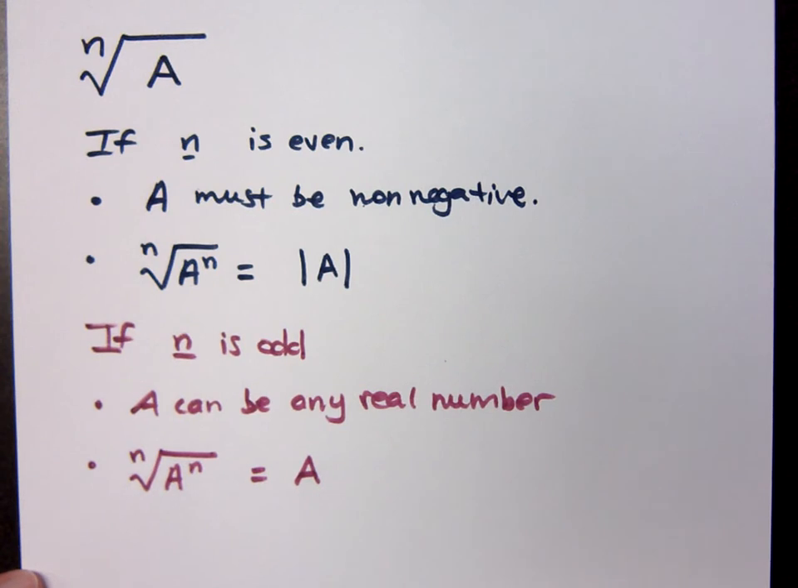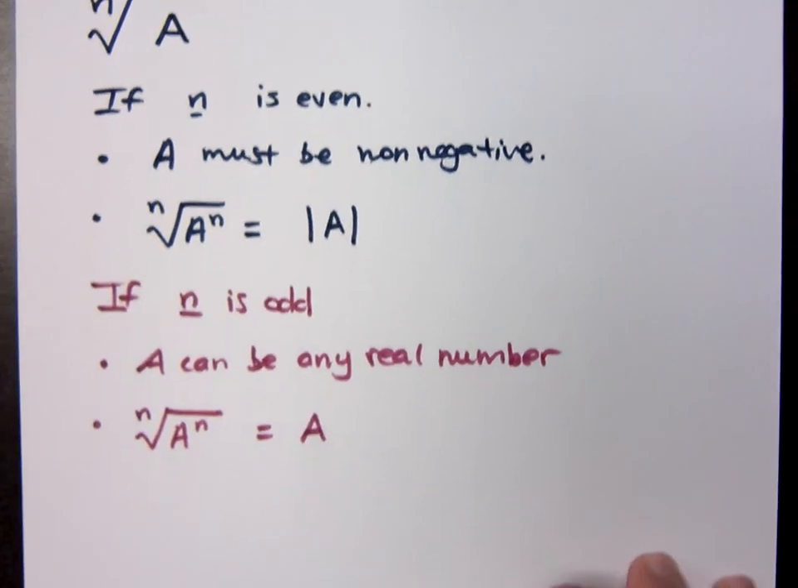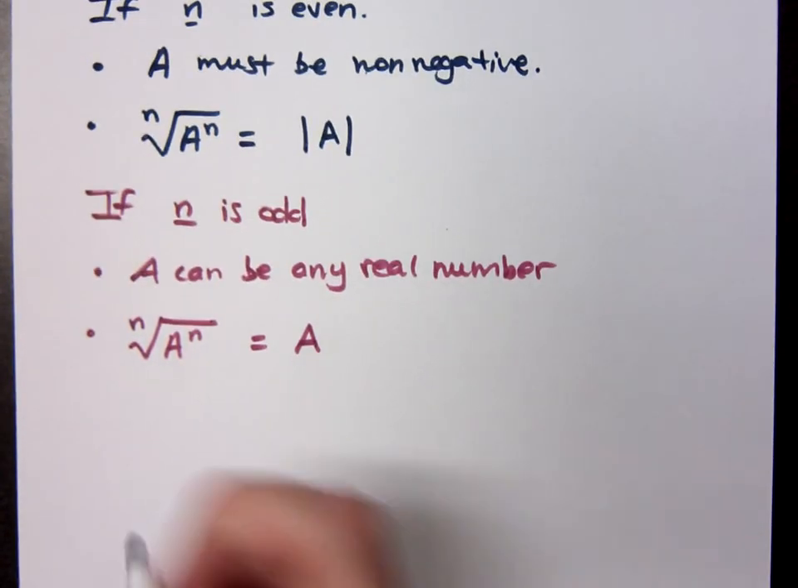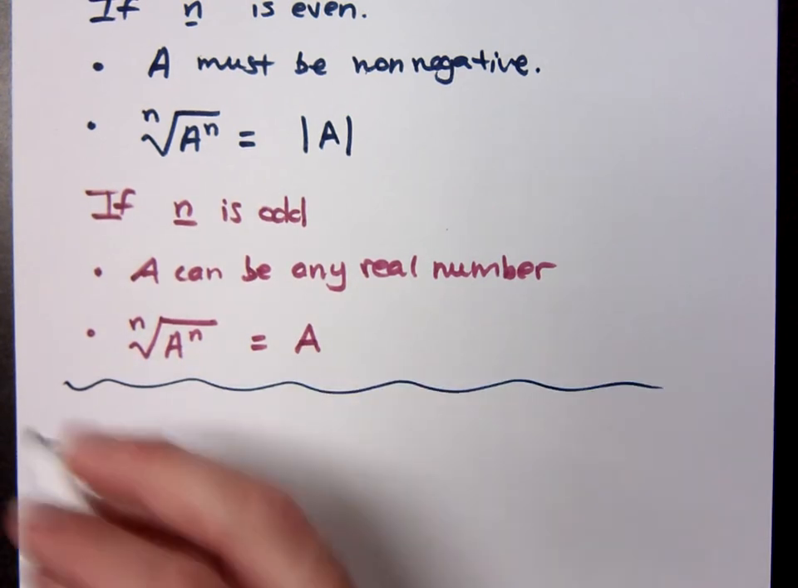Okay? So that's the distinction we have between if it's an even or an odd index. Let me just work through some of these. I just want to show you a few examples of how this stuff comes into play.